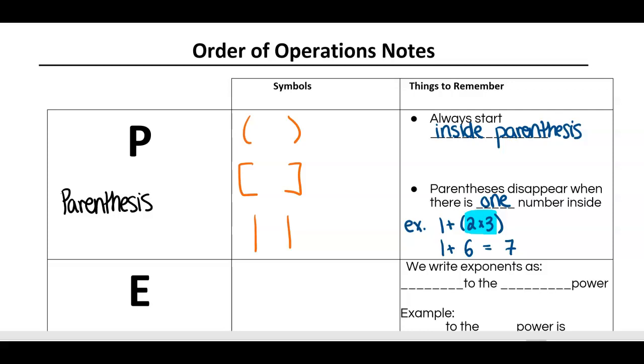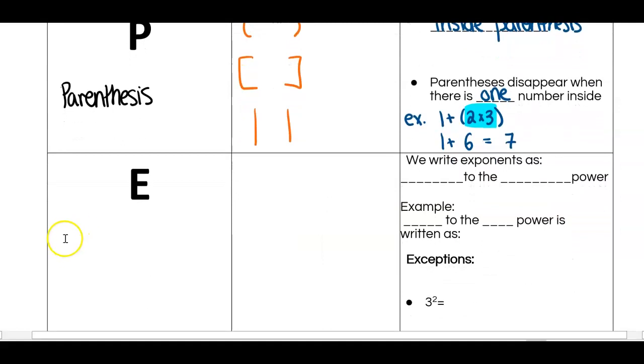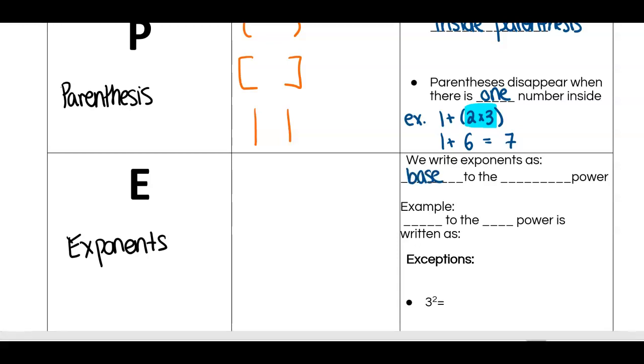Okay, always start with your parentheses. The next step in our process is exponents. That's the E in PEMDAS, if you're familiar. Exponents. Things to remember. We write exponents as a base to the exponent power.